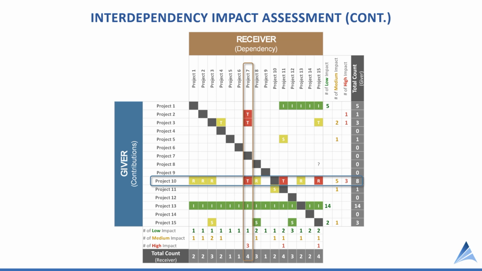So project 10 has high impact. Project number 7, however, is unfortunately a receiver of several high impacts. So project 7 is a downstream recipient of some high impact dependencies. Again, that team for project number 7 needs to be in close communication with projects 2, 3, and 10 so that they are kept up to date, not caught off guard, and can manage those dependencies appropriately. Otherwise, that project could get into trouble.